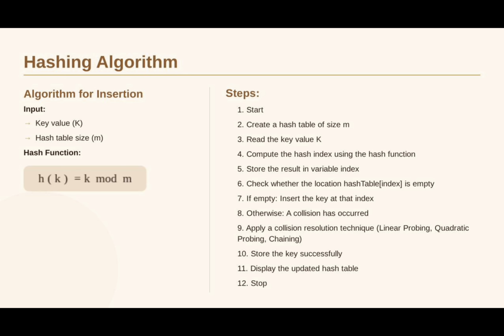First, we create a hash table of a fixed size, and next we read the key that needs to be stored. Then we apply the hash function to calculate the index position. After obtaining the index, we check whether that location is empty. If it is empty, we directly store the key there. If the location is already occupied, then a collision has occurred. In that case, we apply a collision resolution technique such as linear probing, quadratic probing, or chaining. Finally, after storing the key successfully, we display the updated hash table.